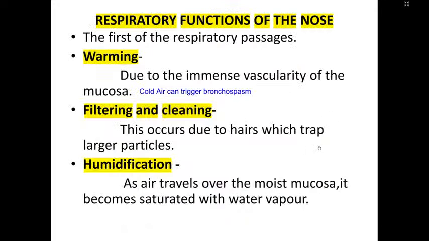So warming, filtering, cleaning, then humidification. Because if you take dry air, that is also not a good thing, because then when you exhale, you will be exhaling a lot of humidity from your internal system. Through the respiratory system, you can lose around 1 liter of water.